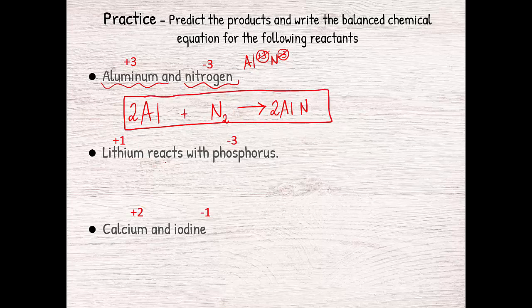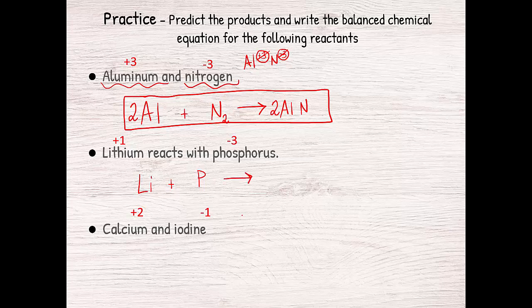Looking good. Next up, lithium reacts with phosphorus. I'm going to start by writing down my element symbols, lithium and phosphorus. Ask yourself, do either of these need a 2 on them? No, they do not. These are not any of our 7 diatomic elements.